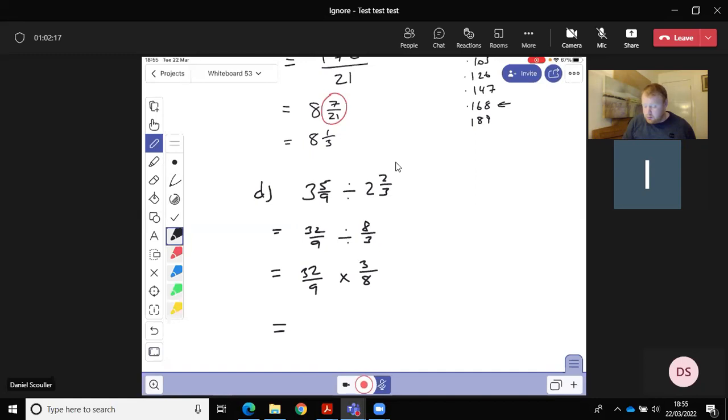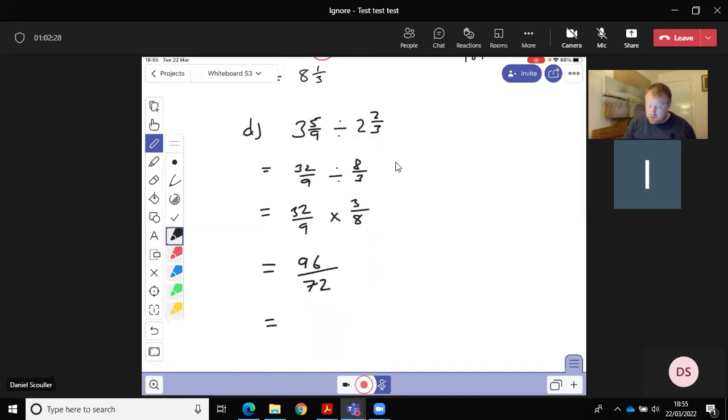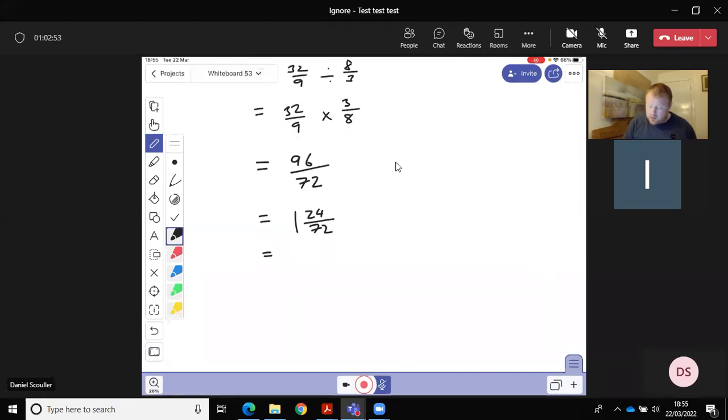So that becomes 96 over 9 times 8, which is 72. Now 72 only goes into 96 once. 2 times 72 would be 144, so it only goes into it once. So left with 1, and then 72 to 96, you're left with a remainder of 24 over 72. You'd want to simplify that down.